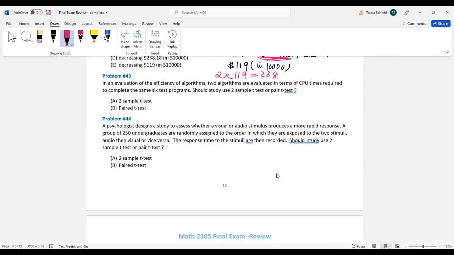So what do we say here? So this one here is a pair test. Why? Because you apply the 2 algorithms to what? The same 6 test programs. Correct? So you have test program 1, 2, 3, 4, 5 to 6. So this is algorithm number 1, then you did your algorithm number 2, algorithm number 1, algorithm number 2, all the way to algorithm number 1, algorithm number 2. Right? Because they are the same test programs, you compare these 2 algorithms. So it's a pair t-test because they are the natural pairs here.